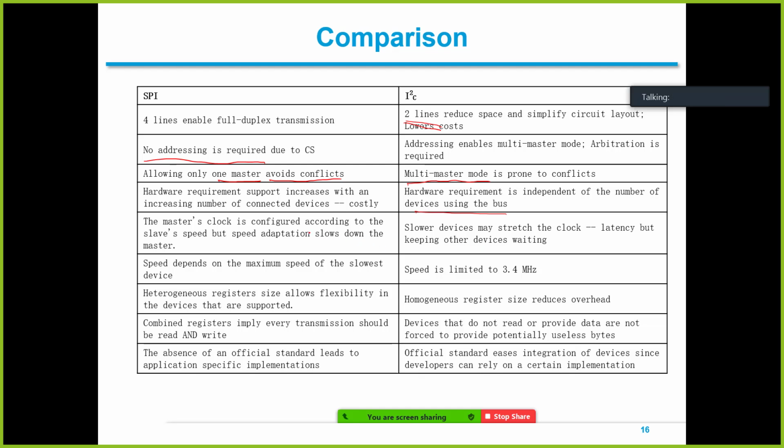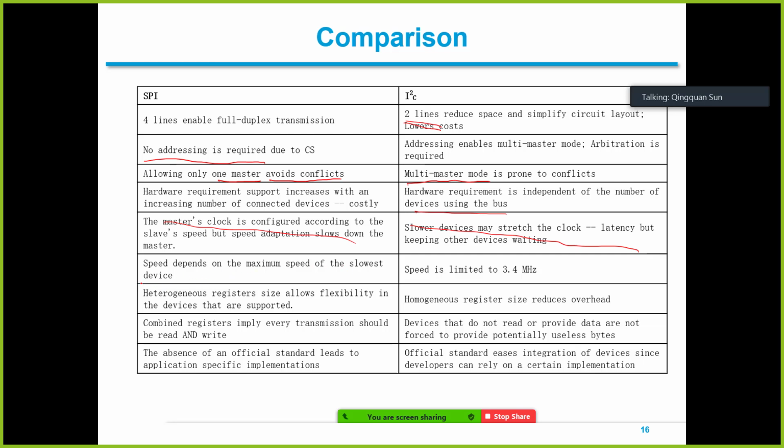So actually, this is something more deeper, so we don't need to get familiar with that. Speed depends on the maximum speed of the slowest device.